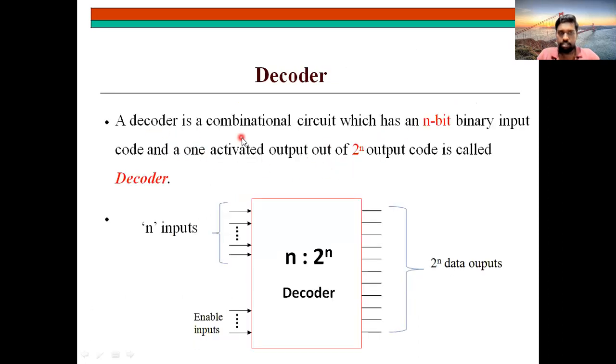Okay, so this is the definition, you can note it down. The decoder is a combinatorial circuit which accepts an n-bit binary input and gives one activated output out of 2 power n. Among these 2 power n outputs, only one will be activated for each combination. That is what I am mentioning here: one activated output out of 2 power n output codes is called a decoder. N inputs, 2 power n outputs, enable inputs.